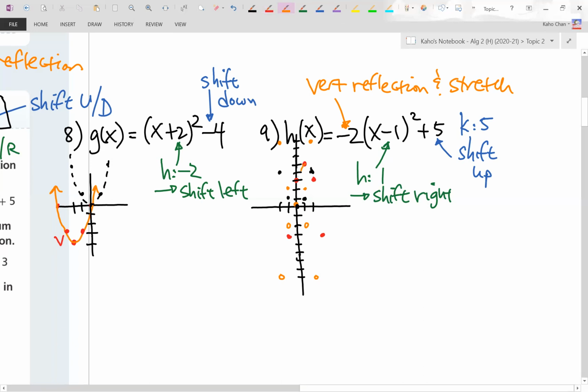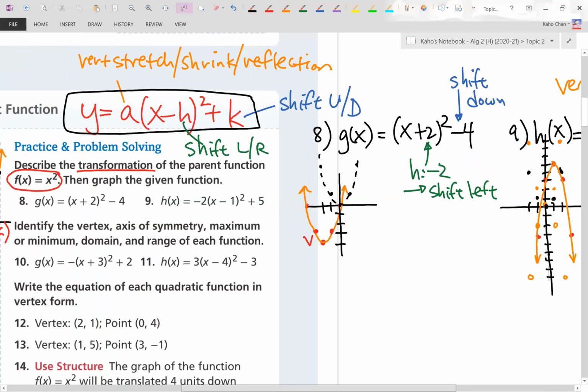There it is. It's stretched, it's reflected, and it's been stretched by 2. It's upside down. All right, that takes care of number 9. That's what it looks like, right, from what we had a few moments ago. Any questions? Let's take a look at number 10.